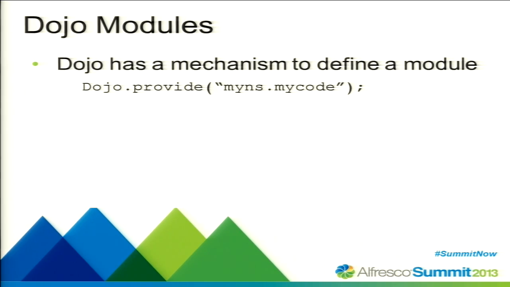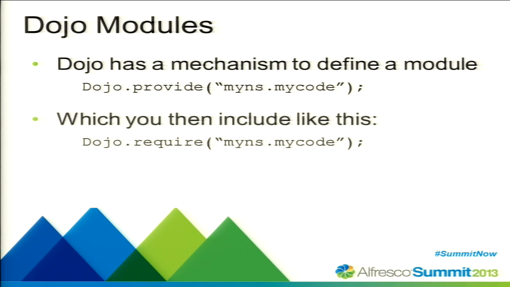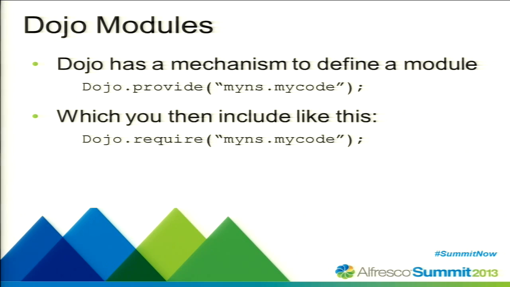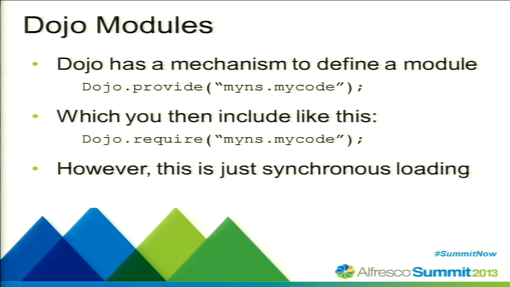Dojo has a module definition capability. This is sort of the old Dojo way of doing things. You can say, provide this, and that defines a code module. And so that's the name of the code module. And then when you need it, you can reference that module by saying, I require this module. So that's sort of like a Java include type of statement. But that does a synchronous load of that code.